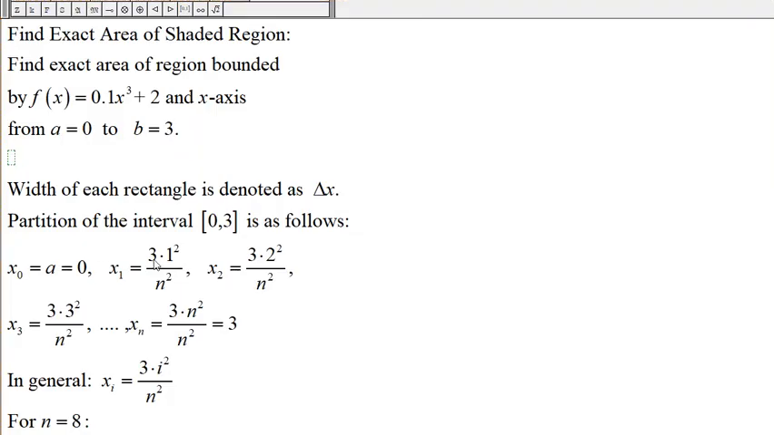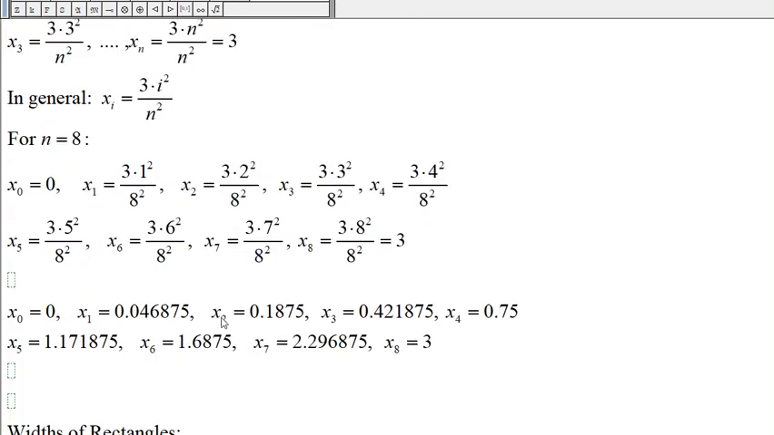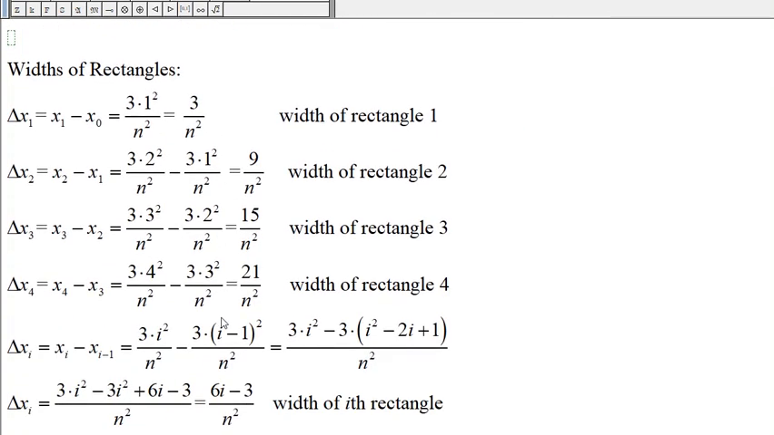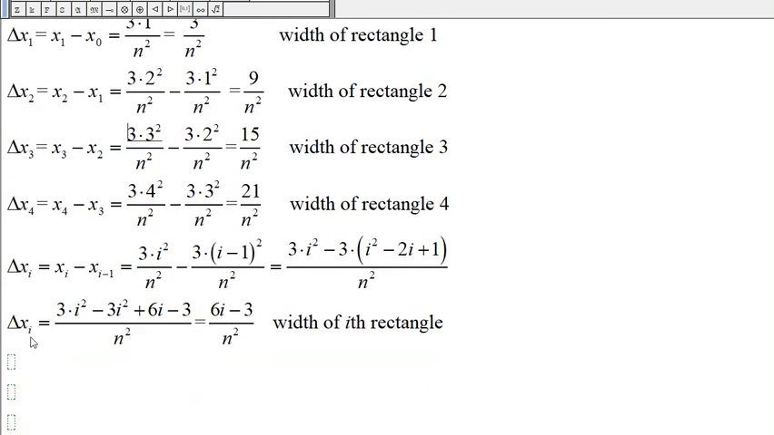And as shown earlier, this is the partition that we have chosen for this interval. We chose to divide this interval into subintervals with this pattern. And so x of i is 3i squared divided by n squared. And then earlier we also found the formula for the width of the ith rectangle. And so the width of the ith rectangle is 6i minus 3 divided by n squared.